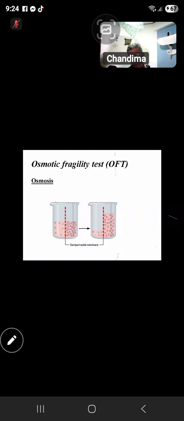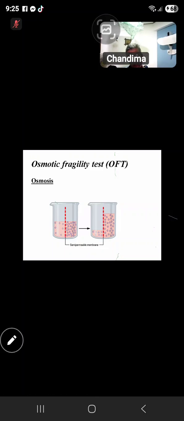So if you do a test and you observe that the fragility is increased, it means most of the time the patient may be having spherocytes in the blood circulation, or the patient is having a disease related to spherocytosis. If the fragility is decreased, the patient is having sickle cells or microcytes. In that case, the patient may be having sickle cell anemia, thalassemia, iron deficiency anemia, and likewise.